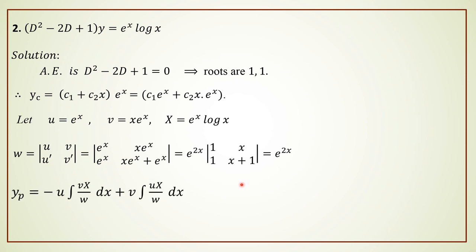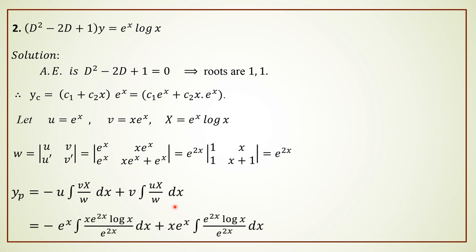The particular integral is given by the formula yp is equal to minus u into integration of v into X divided by Wronskian with respect to x, plus v into integration of u into X divided by the Wronskian with respect to x. Substitute u, v and X over here. So what is your u? u is e to the power x into integration of v. v is x into e to the power x into capital X. Capital X is e power x into log x.